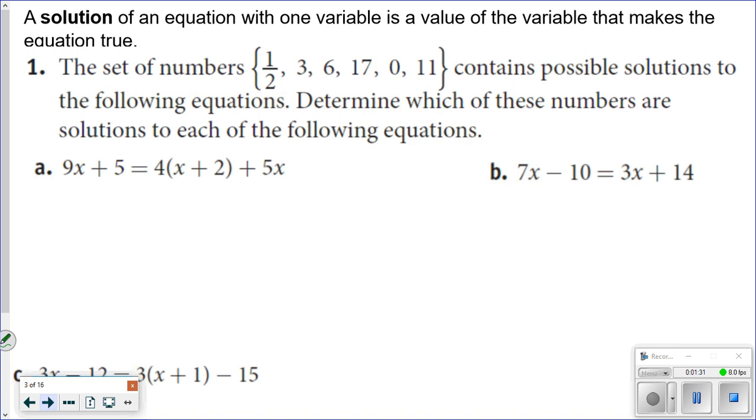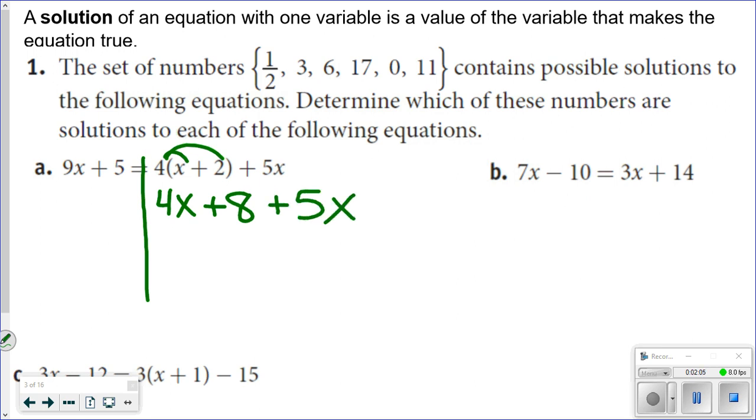So if I'm looking at question A, on the left-hand side, I have 9x plus 5. I can't simplify anything on the left, so let's take a look at the right-hand side. I have 4 in front of parentheses, which means we need to distribute. So let's do 4 times x, which is 4x. 4 times 2, which is 8. And then we have plus 5x.